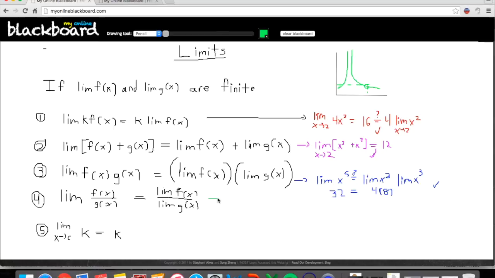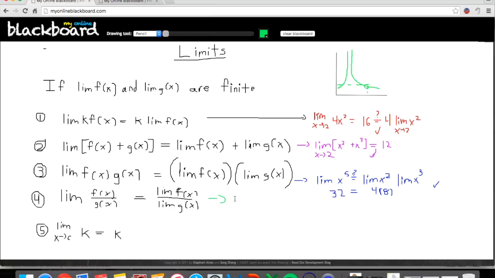So here, let's again do x squared and x cubed. Now, this one has a bit of a caveat, and it's that the limit of g of x cannot be 0. So just thinking about it logically, anything divided by 0 is an undefined number, and we don't deal with that very well in mathematics. So g of x cannot be 0 for this theorem to be true.